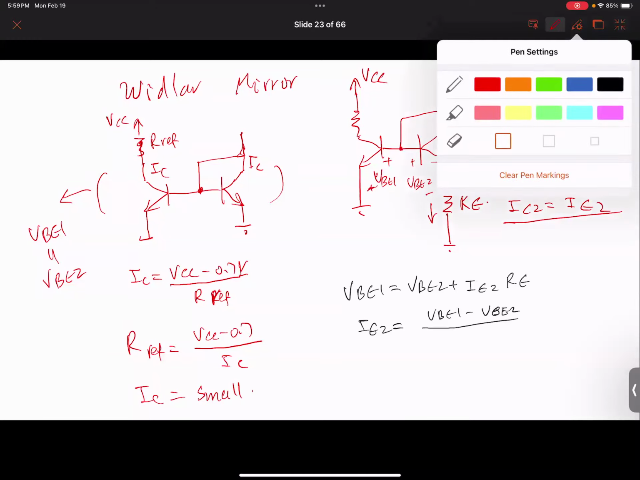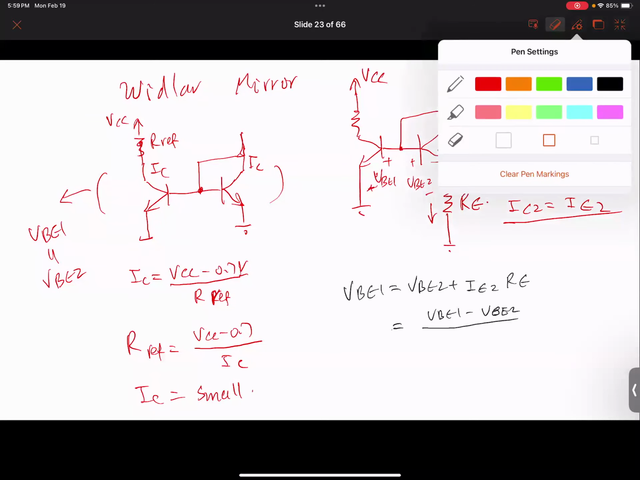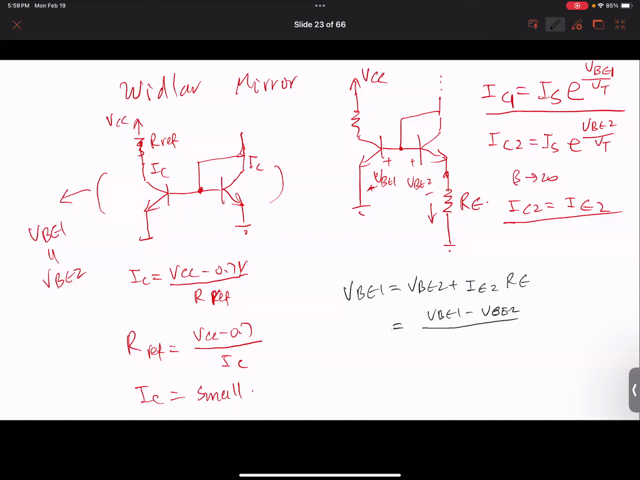we're gonna get RE equal to this one divided by IE2. And if you plug in this, IE2 is IC2, which is here.